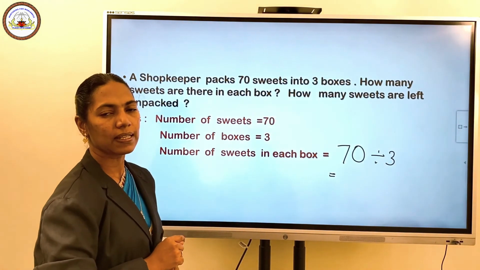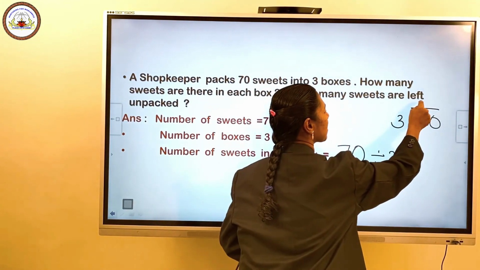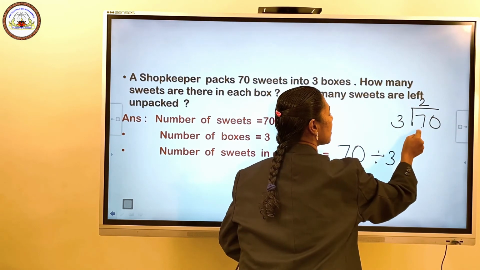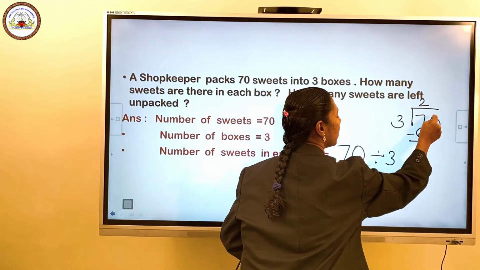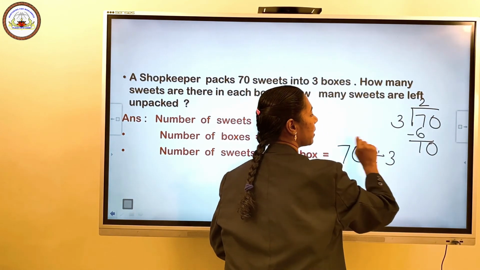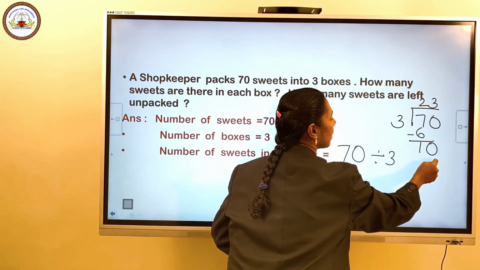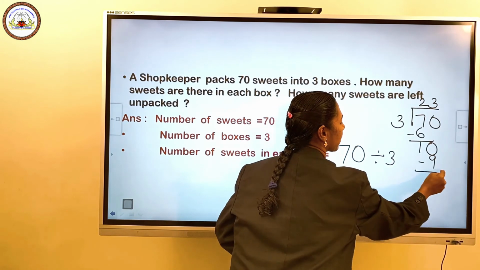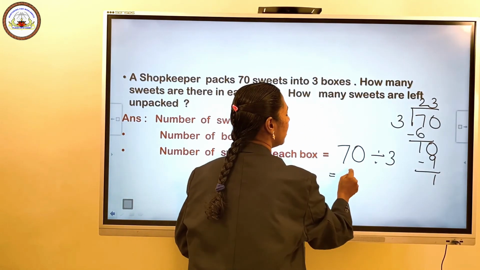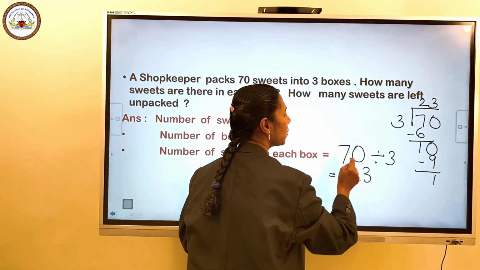So divide 70 by 3. 7 how many times 3? 2 times. 3 2s are 6. Subtract 1. Bring down 0. In 10, how many times 3? 3 times. 3 3s are 9. Subtract 1. So here quotient is equal to 23.